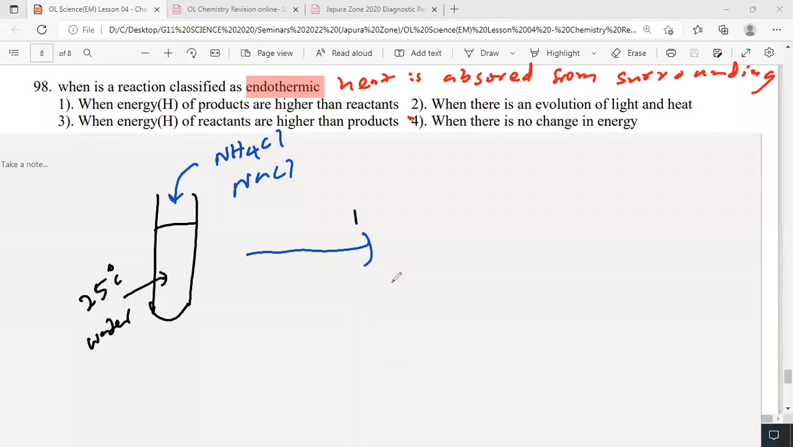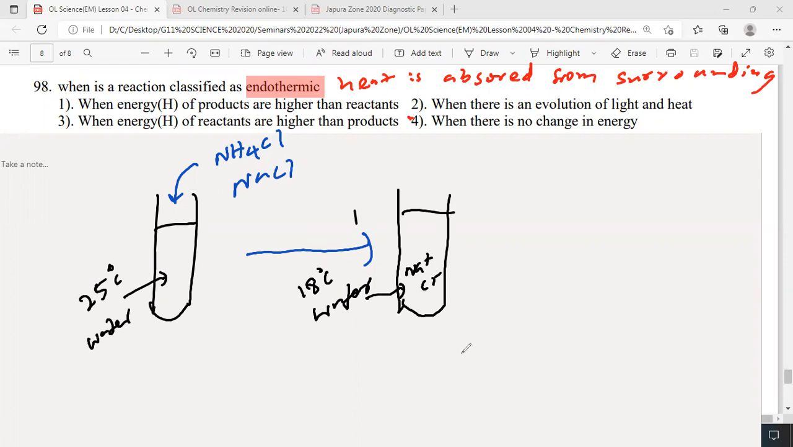Right. So when you dissolve it, it becomes Na plus and Cl minus ions in water, but the temperature will drop. Imagine it becomes, say, 18 degrees Celsius. Assume. Now what happened? The temperature has decreased. Why? Heat is absorbed from water, for breaking down the ionic bonds between sodium chloride. In NaCl, to break down the ionic lattice, heat is absorbed from water.